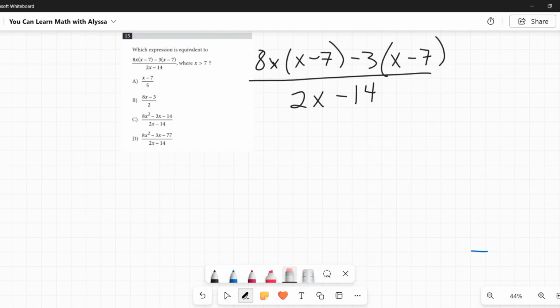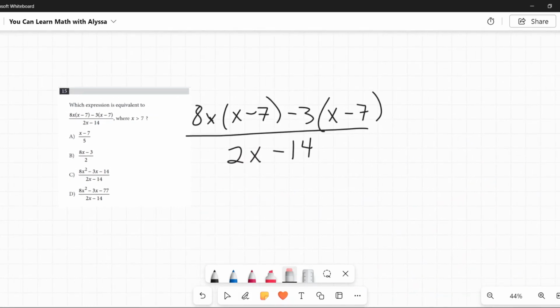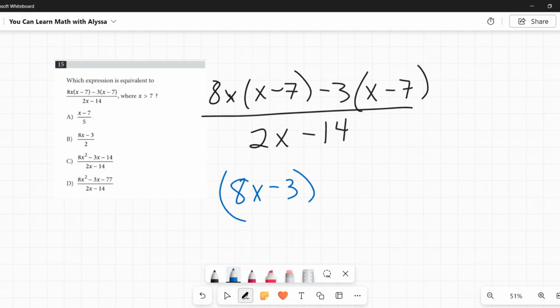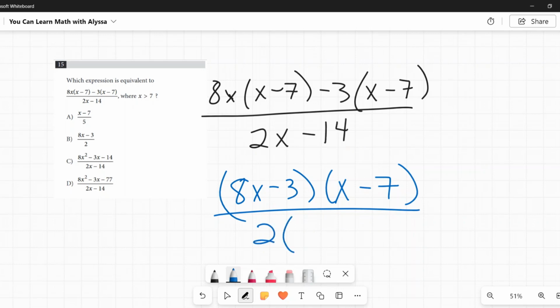We can rewrite this. So 8x x minus 7s, minus 3 x minus 7s would mean we have 8x minus 3 x minus 7s. Now 2x minus 14 on the bottom. There is a greatest common factor there. 2 and 14 are both even, so I can pull out that 2. I'll take a 2 out. 2x divided by 2 is just x. That's what's left behind. And negative 14 divided by 2 is negative 7. That's what's left behind.